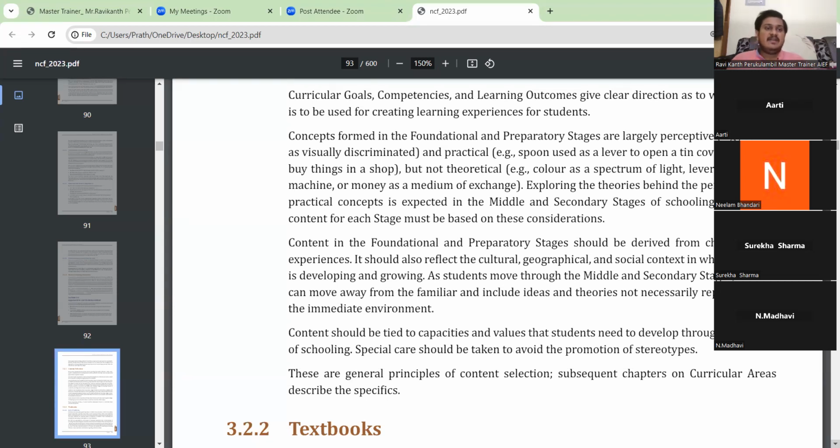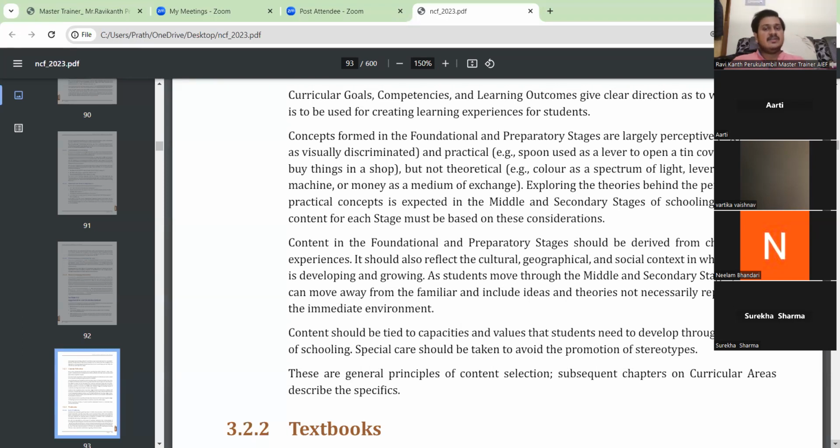So till grade 5, it should be only perceptual based and concept based, practical based textbooks, whereas theoretical based textbooks are to be given right from grade 6. Choices of content for each stage must be based upon these considerations. So while we are selecting the textbook, we should make sure that till grade 5, theoretical concepts are not given.